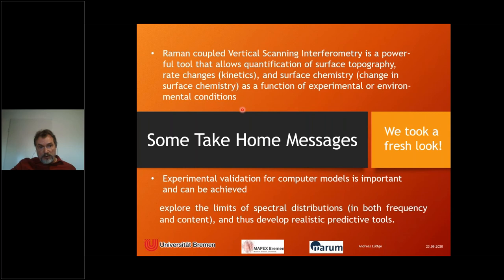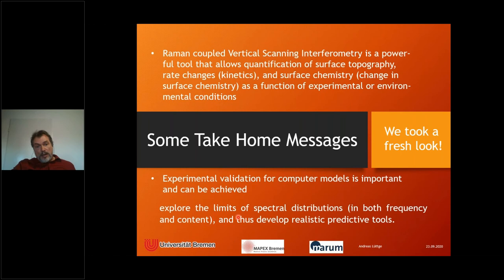We took a fresh look. Raman-coupled vertical scanning interferometry is a powerful tool that allows quantification of surface topography and rate changes, so we can do the kinetics. We can measure at the same time the surface chemistry and the change in surface chemistry as a function of our experimental or environmental conditions. We can do that in situ, we can do that ex situ, and we can do what we call quasi in situ. That is when we do the corrosion in an open cell without a window, and we blow the fluid away for a couple of seconds with a nitrogen jet, and then we do the measurement, and the flow returns over that surface.